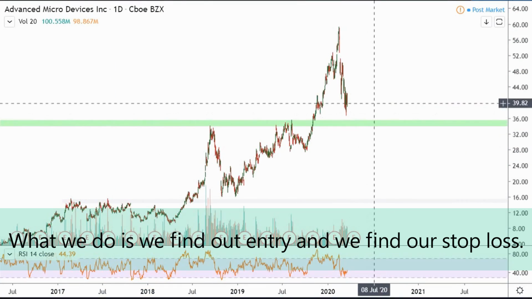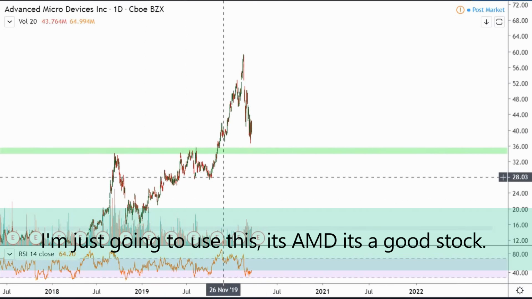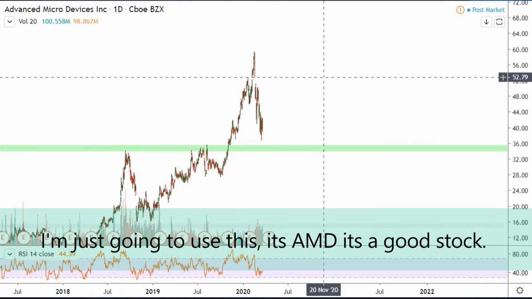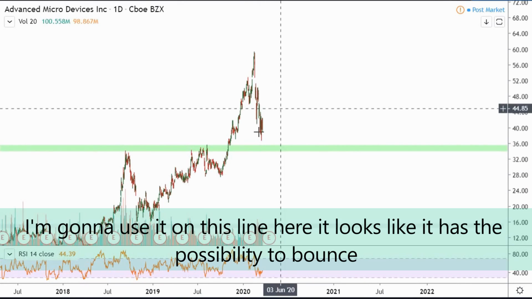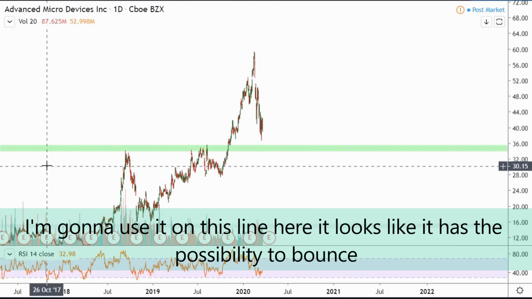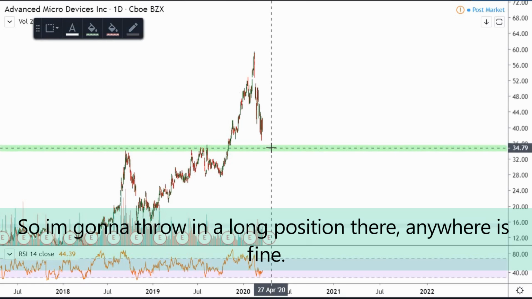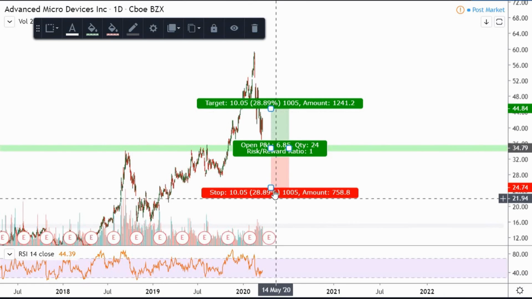It will make one hell of a difference to your P&L if you use it correctly. What we do initially is we find our entry and we find our stop loss. So I'm just going to use this as an example. It's AMD, it's a good stock. I'm going to use this line here where it looks like it has the possibility to bounce. So I'm just going to throw in a long position there. Just say anywhere there, that's fine.